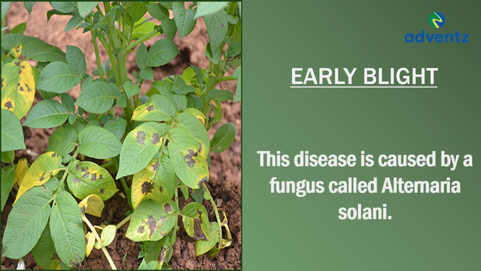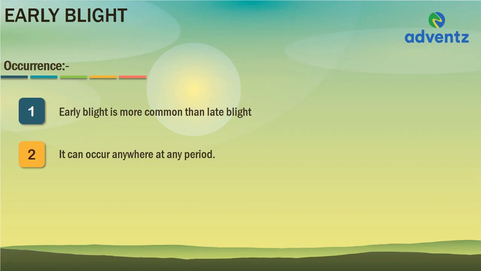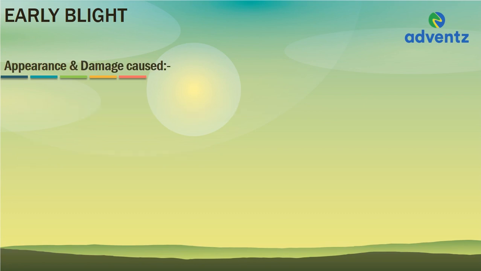The occurrence of early blight is such that, first, early blight is more common than late blight, and it can occur anywhere at any time period. Next we study the appearance and damage caused by early blight.